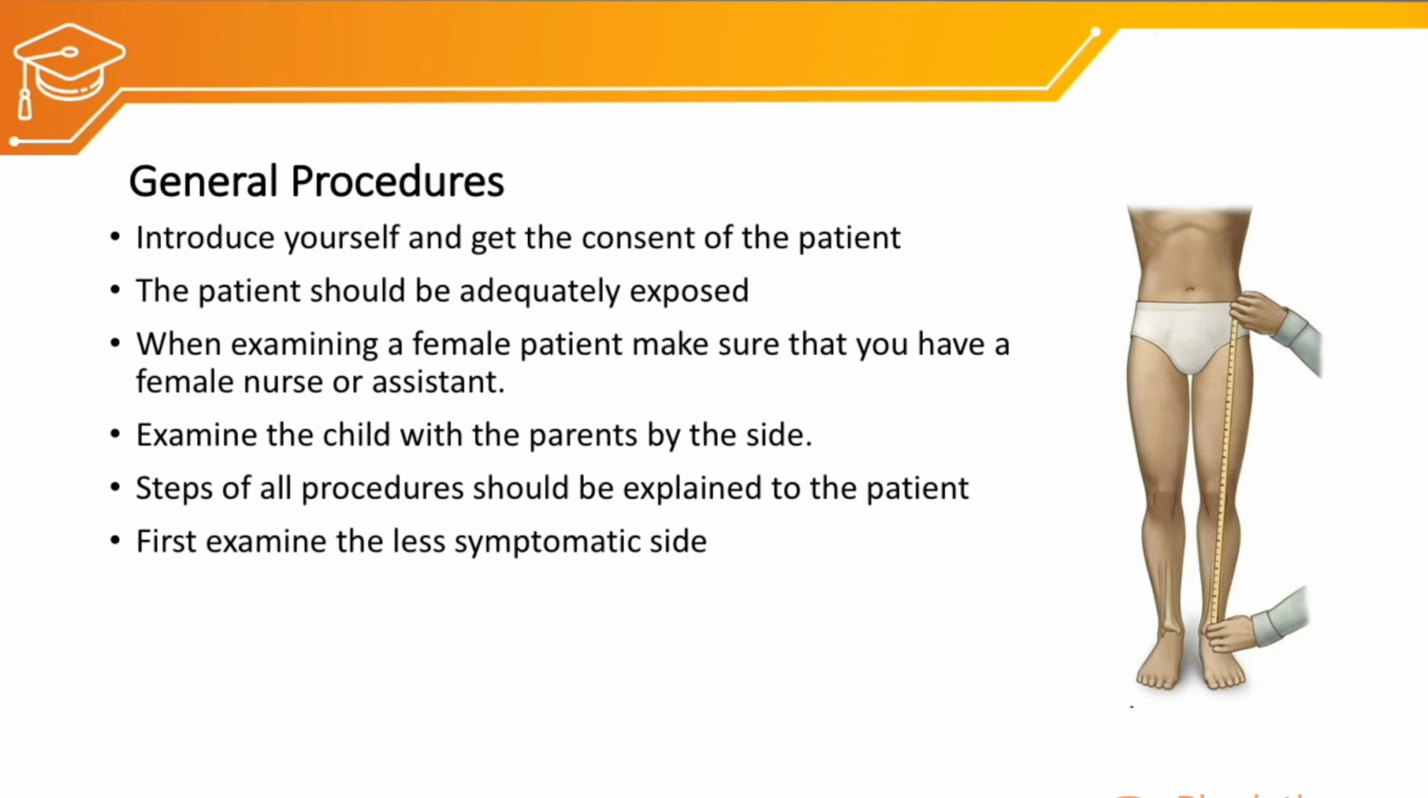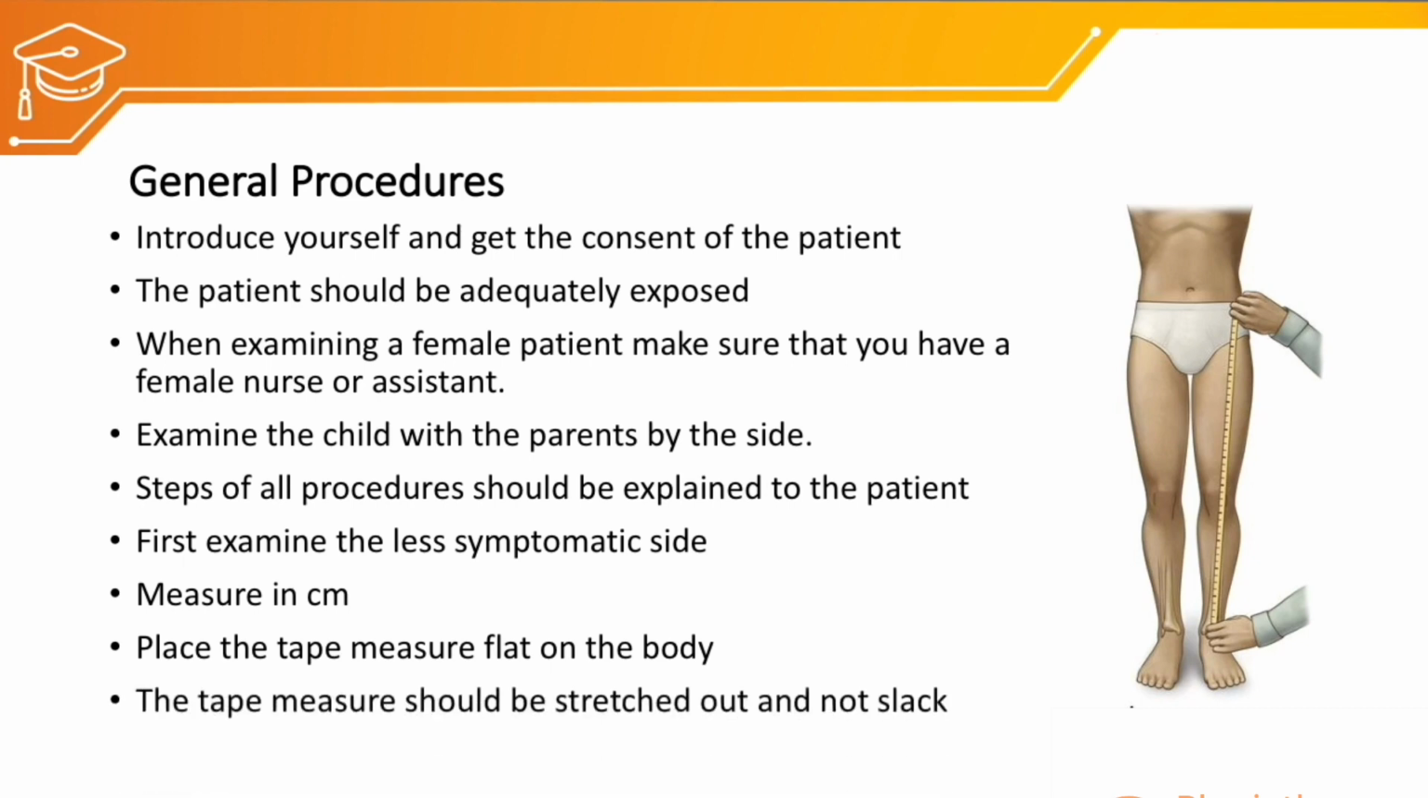First, we will examine the asymptomatic side rather than the symptomatic side. The measurement should be taken by the softmetric tape, and it should be taken in centimeters. First, we need to place the tape flat on the body so that the readings are visible to the examiner. The tape measure should be stretched properly to get a correct reading. If the tape is slack, then it may generate an incorrect reading. So these are some of the general procedures which we need to remember and follow.